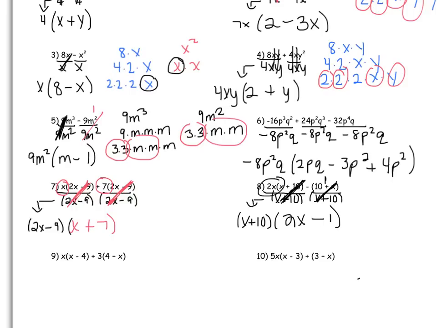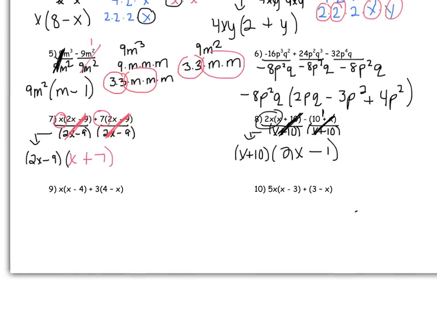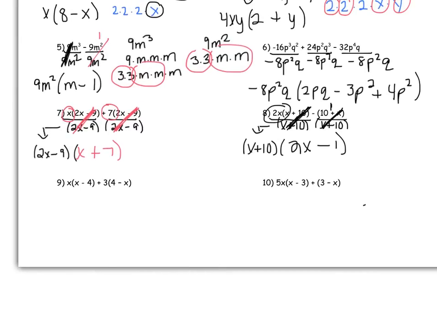Okay, let's look at example number 9 and 10. Example number 9 and 10 are a little bit different. The GCF, you want to say is x minus 4, but is it 4 minus x? And are these two things the same? The answer is no, they're not the same, because subtraction is not commutative. So what you want to do is take out one of them. So let's take out an x minus 4.